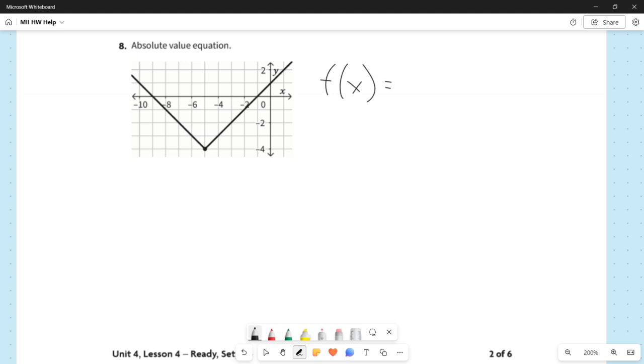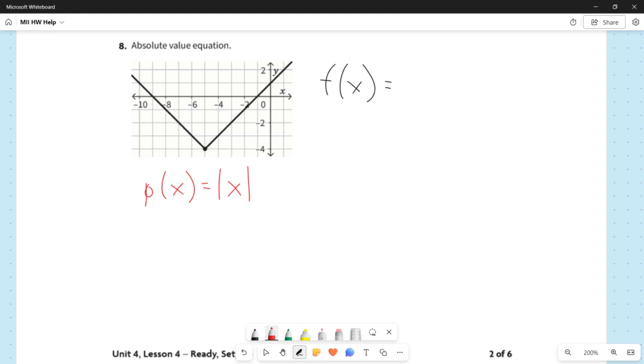There's a couple different ways that we can do this. I think the easiest way is going to be to compare this to the parent function, which I'll do over here. In fact, you know what? We'll call it p of x, because why not? So p for parent. So p of x is just simply the parent function for absolute value. Again, it's the most basic possible absolute value equation. It's just absolute value of x.